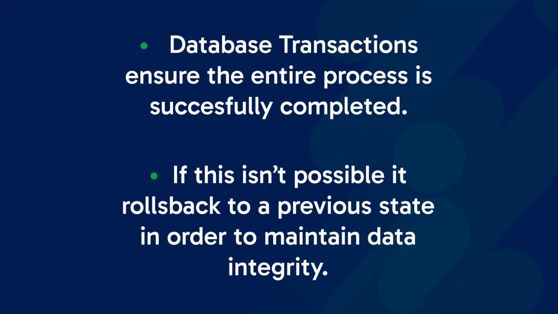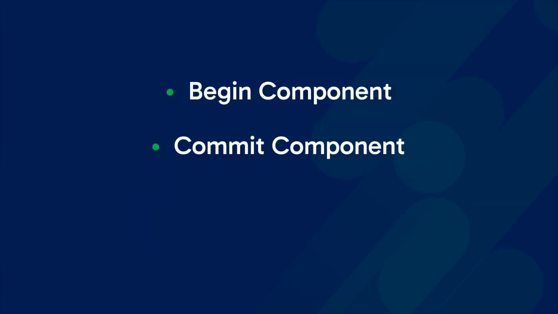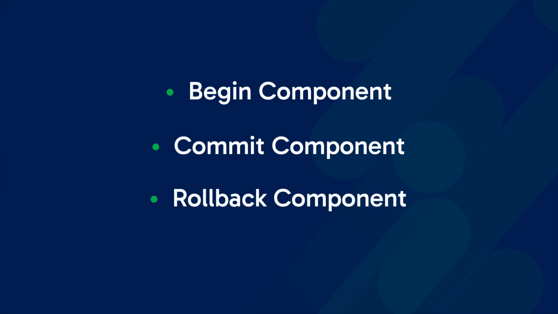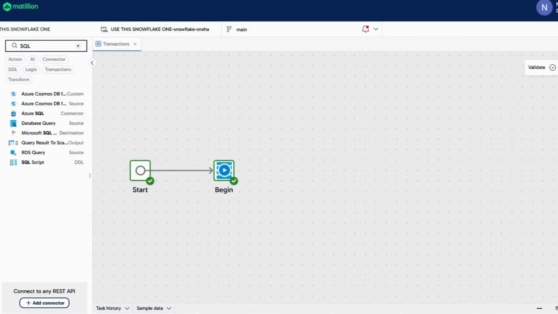Essentially, this feature has been implemented by introducing a set of components that can be used as part of a pipeline to manage transactions explicitly. These components include the begin, commit, and rollback components. The begin component denotes the start of a new transaction within a database.